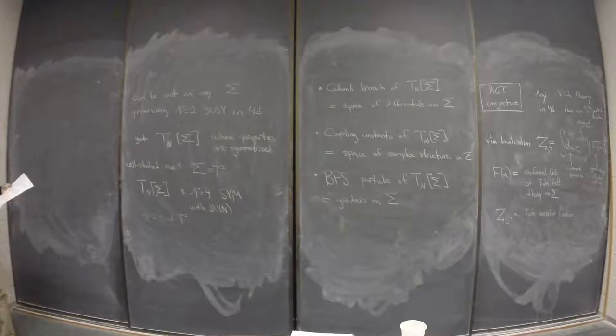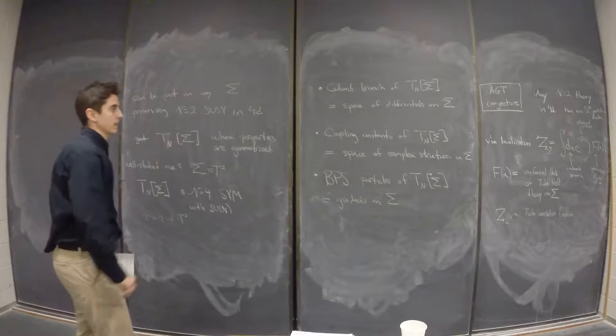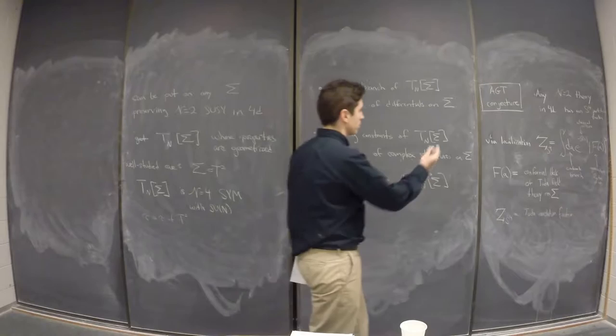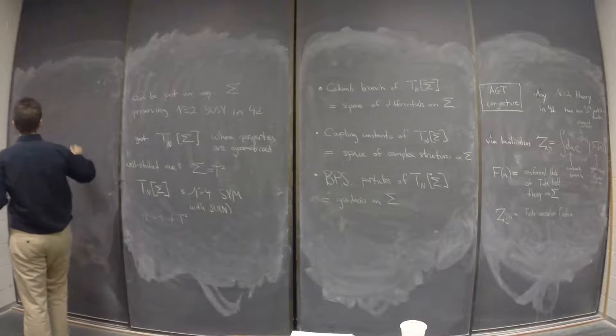First, let's sharpen it a little bit. Let's try and unpack the statement a little more. So let's think about the 6D origin of this calculation. In this calculation, there's both a Riemann surface and an S4, and we have some 6D theory on the product space.